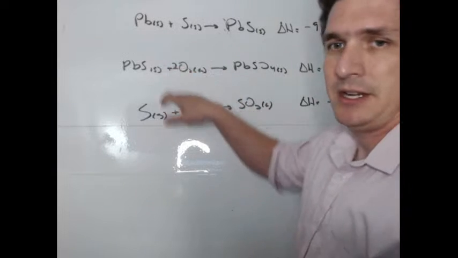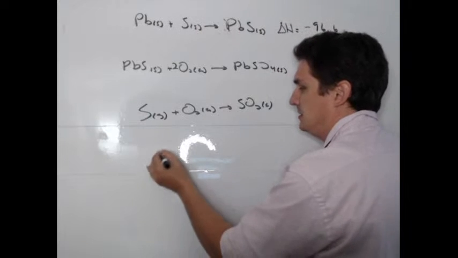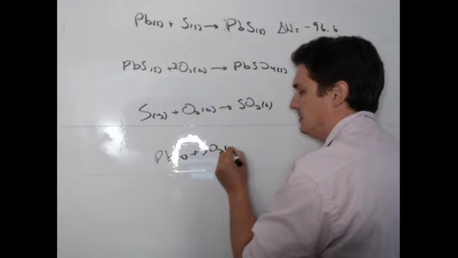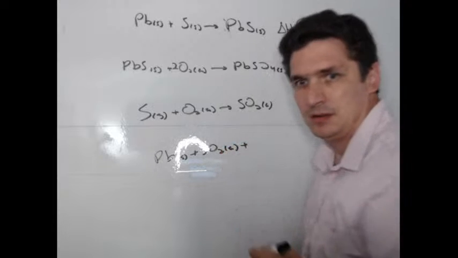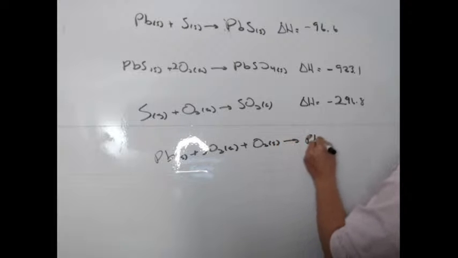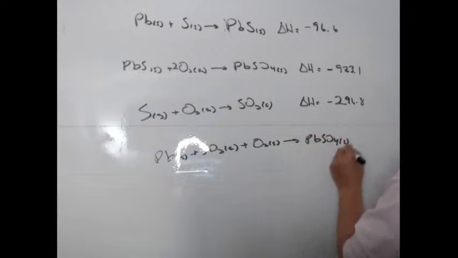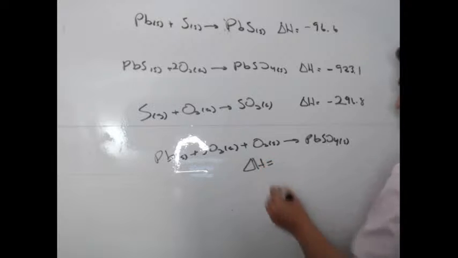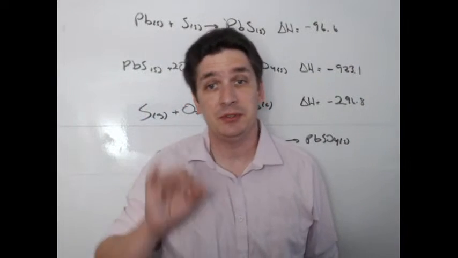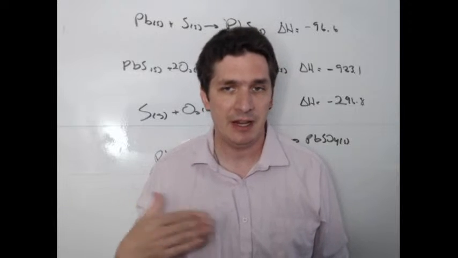So we've got these three reactions, and what we want to do is figure out how much heat is released or gained from this reaction. Now, there are two approaches to this, well, actually there are three approaches. The first approach is adding and subtracting reactions.